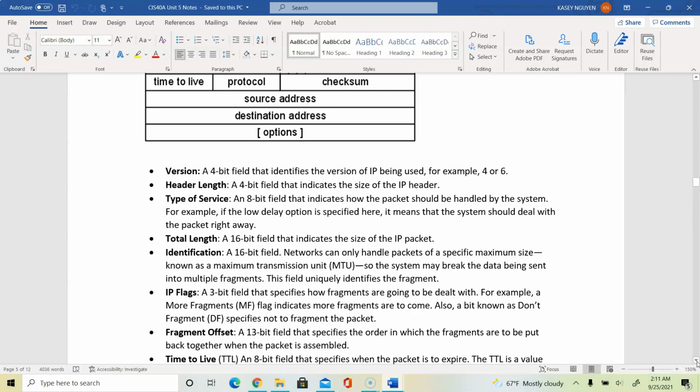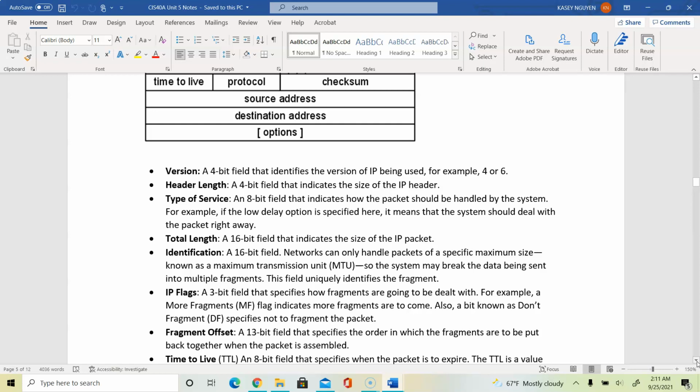Type of service is 8 bits, which is 1 byte. This specifies how the packet is handled by the system, whether there would be a delay or it would be sent right away. The total length is 16 bits, which indicates the complete size of the entire packet. Identification is 16 bits or 2 bytes.